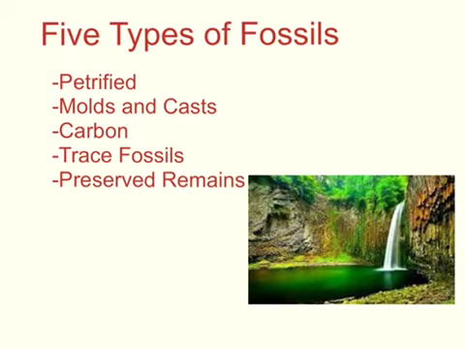Now, once an archaeologist, that's someone who digs up fossils, finds one, they have to categorize them into 5 different areas: petrified, molds and casts, carbon, trace fossils, and preserved remains. We're going to briefly go over these 5 types of fossils, and with each one I'll have a picture so you can identify what they look like. Now pay close attention to these pictures. These examples will be useful in the activities that we'll be doing after this lesson.